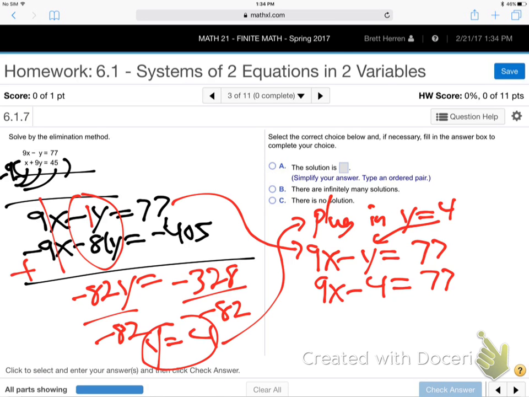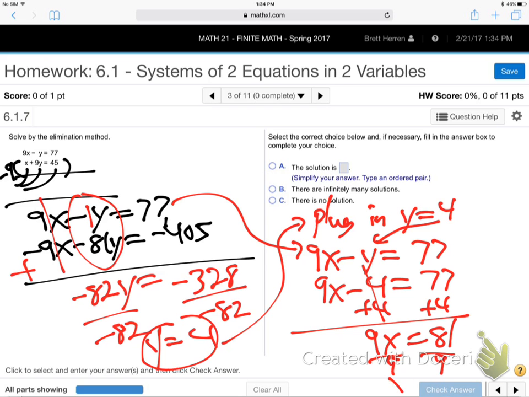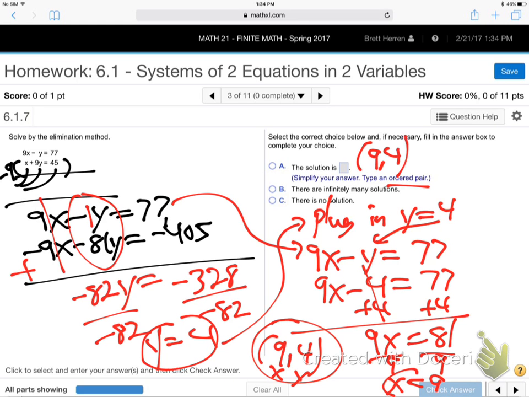How do we solve that for x? Add 4 to both sides. 81, last step. Divide by 9. X is 9. So we got it. x, y: 9, comma 4. That's x, comma y. Remember, they want the answer as an ordered pair, parentheses, two numbers with a comma. So they want 9, comma 4. See how they say type an ordered pair? 9, comma 4. X comes first, and then y. We got it.